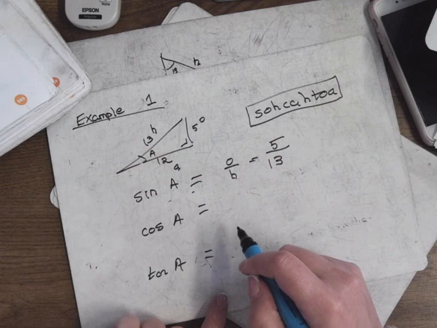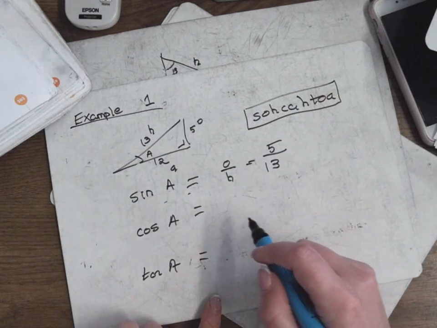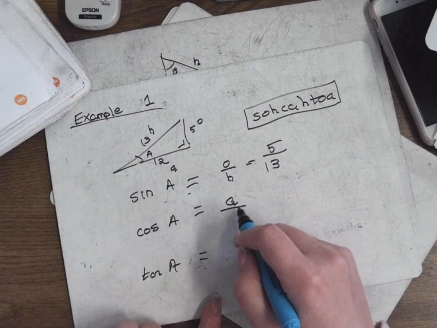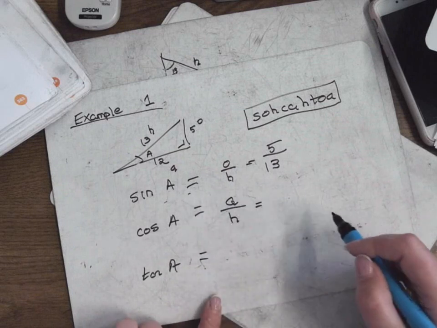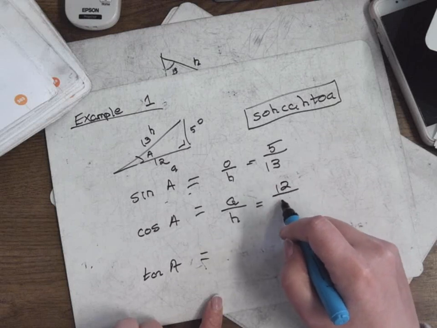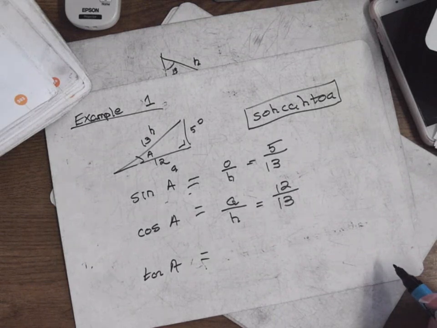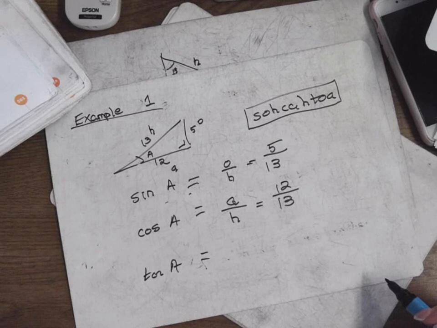Cos of A. So what's the formula for cos from SOHCAHTOA? A over H, isn't it? So what is A? 12. What is H? 13. There's my answer, 12 over 13. And you leave your answer as a fraction, right, unless they say correct to how many decimal places, okay? But you leave it as a fraction, okay?